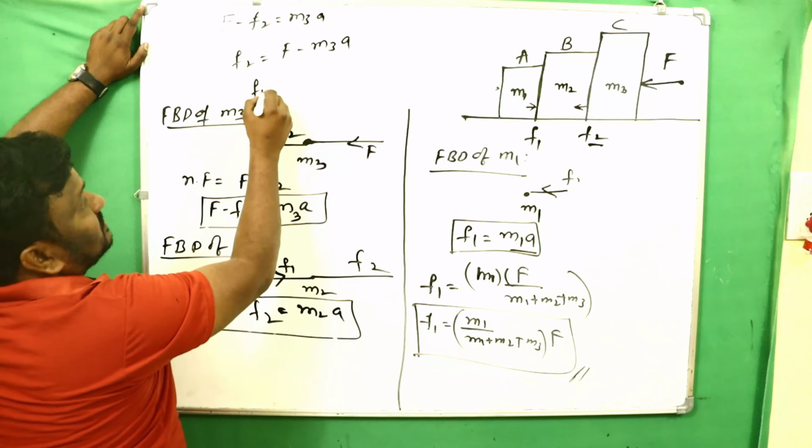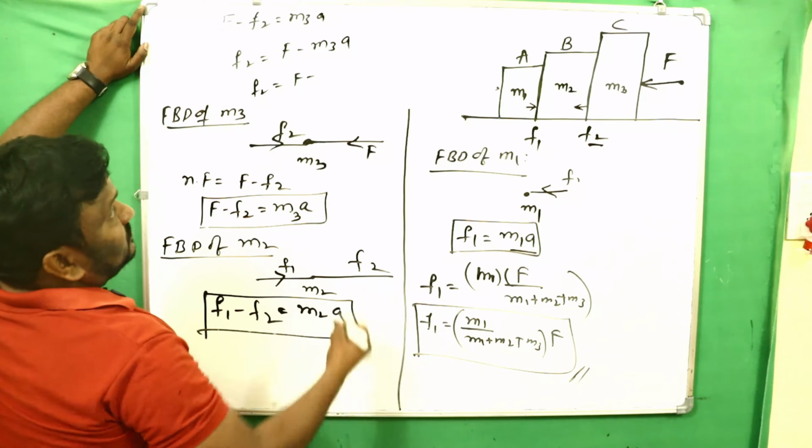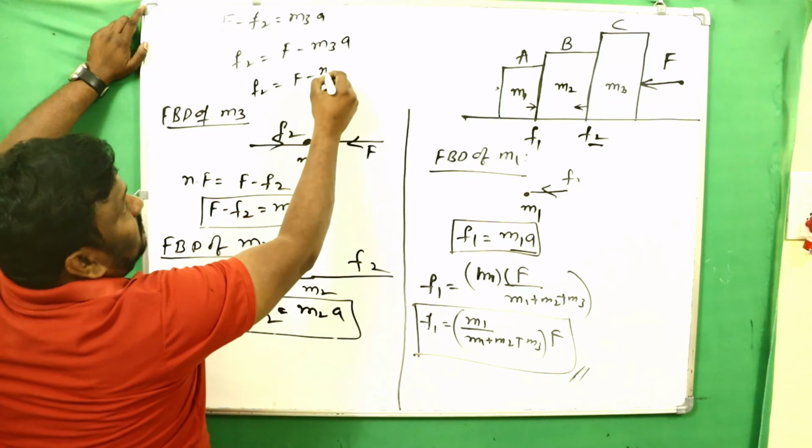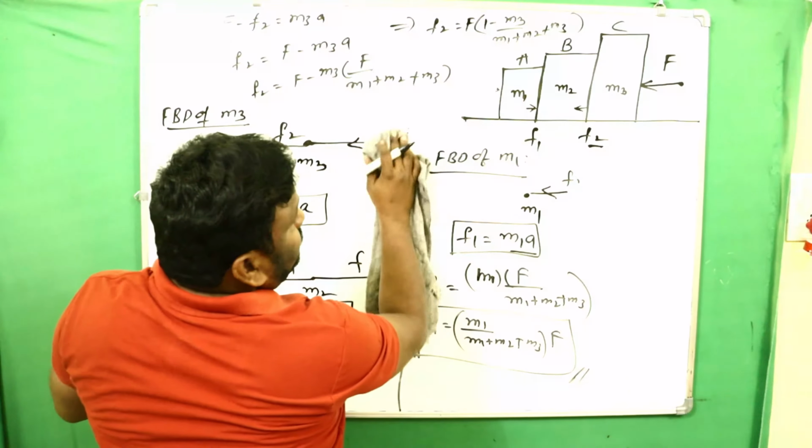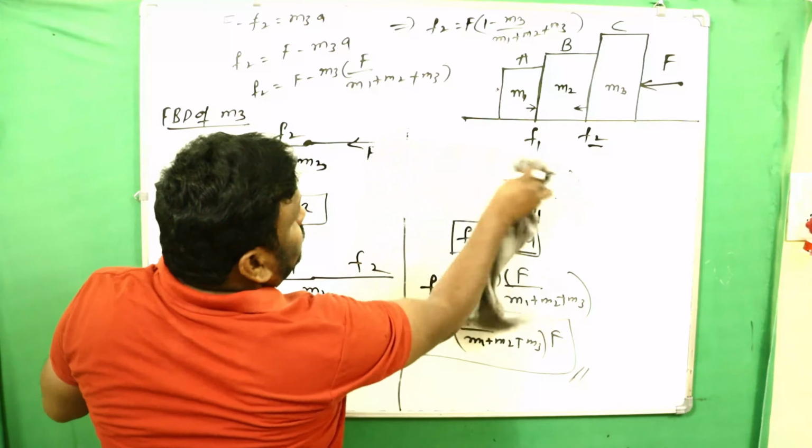Then F2 is equal to F minus m3 times a. Sorry, what is the value of a? We have F by m1 plus m2 plus m3. Then what can you write? F2 is equal to F, F is common, then 1 minus m3 by m1 plus m2 plus m3. Clear? Then we can write F2 is equal to F of m1 plus m2 plus m3 minus m3, by m1 plus m2 plus m3.